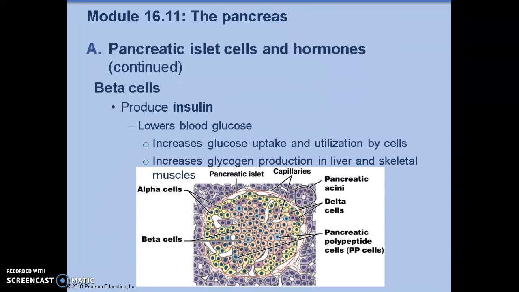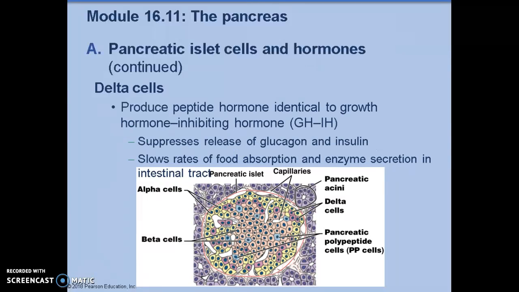The beta cells produce insulin, and those lower blood glucose. It's kind of like a signal to the cells to use the glucose. So they increase glucose uptake and use by cells, but also will increase the formation of glycogen in the liver and skeletal cells. The delta cells produce a peptide hormone identical to growth hormone inhibiting hormone. So it suppresses the release of both glucagon and insulin and slows the rate of food absorption.